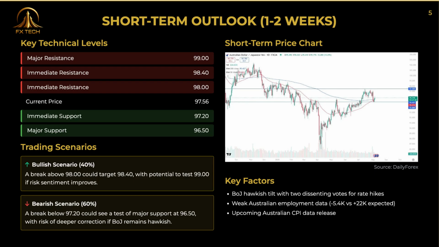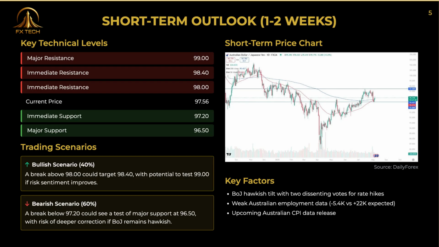However, our bearish scenario carries a higher 60% probability, where a break below 97.20 could see a test of major support at 96.50, with risk of deeper correction if the Bank of Japan maintains its hawkish stance. Several key factors will influence this short-term outlook.